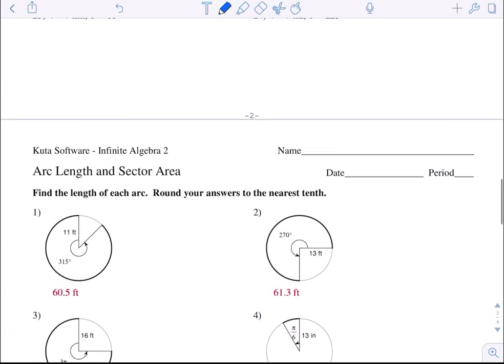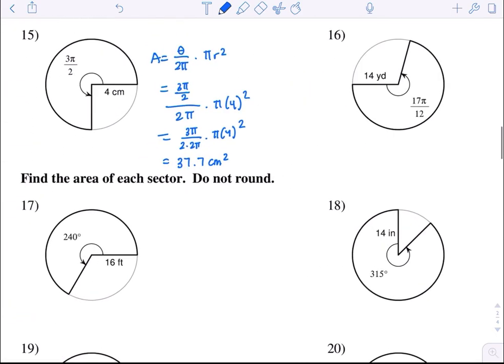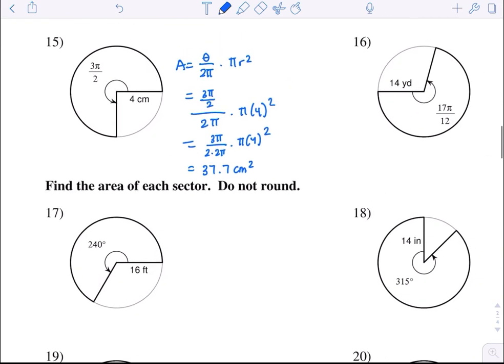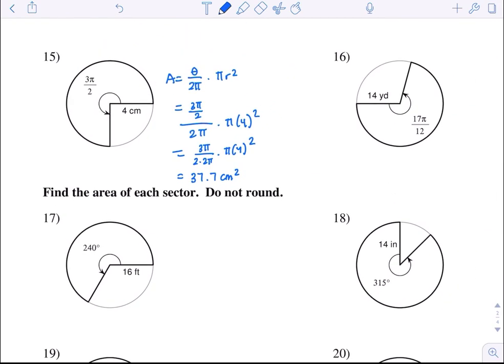I just want to check. Alright, now this says find the area of each sector but do not round. So this is where you guys have to use your... So area of the sector, so theta over 360 degrees times pi r squared. 240 divided by 360 times pi, 16 squared.